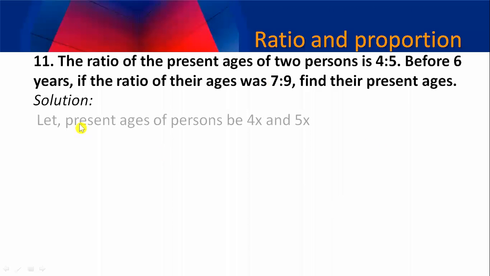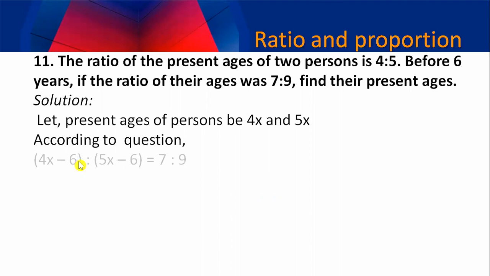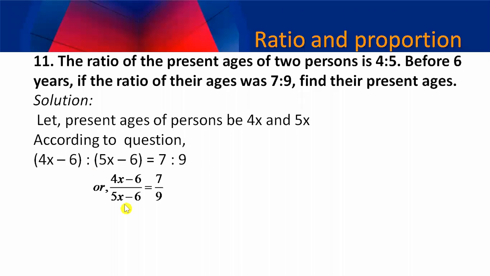So I think you know what will be its solution. Let the present ages of the persons be 4x and 5x, and according to the question, 4x minus 6 is to 5x minus 6 is 7:9. Write it in fraction: 4x minus 6 divided by 5x minus 6 is equal to 7/9. Do cross multiplication now. 5x minus 6 is multiplied by 7 and 4x minus 6 is multiplied by 9.